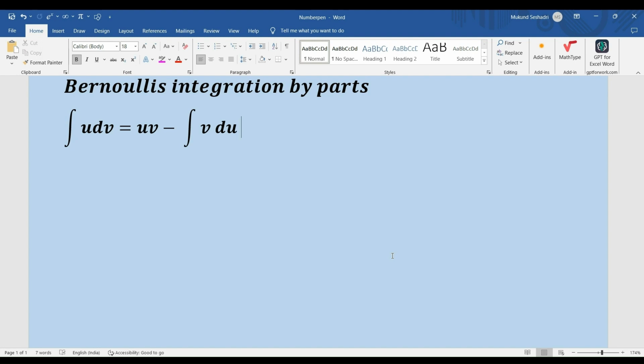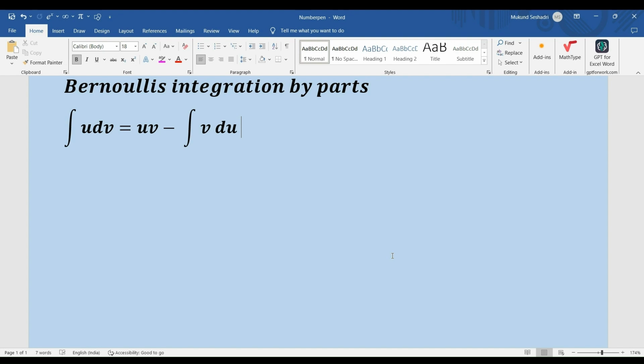In this particular video, we're going to generalize this for problems where we will have to apply integration by parts successively. What we're going to see is an identity which we call Bernoulli's integration by parts. We're going to look at a quick and simple derivation of this particular identity.